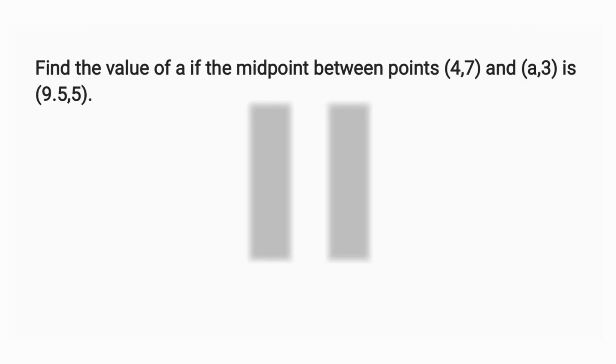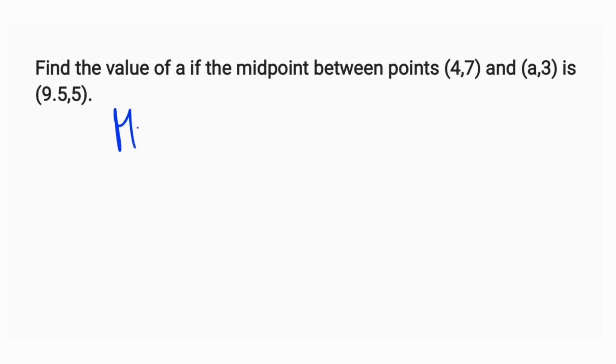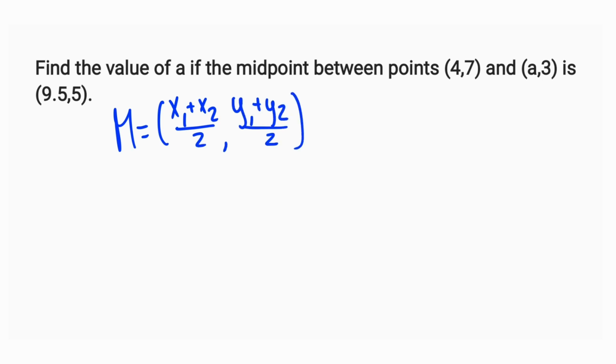Alright, so go ahead and try this problem, pause the video, and come back when you're ready. Okay, so it says find the value of A if the midpoint between the points 4, 7 and A, 3 is 9.5, 5. So there's our formula.